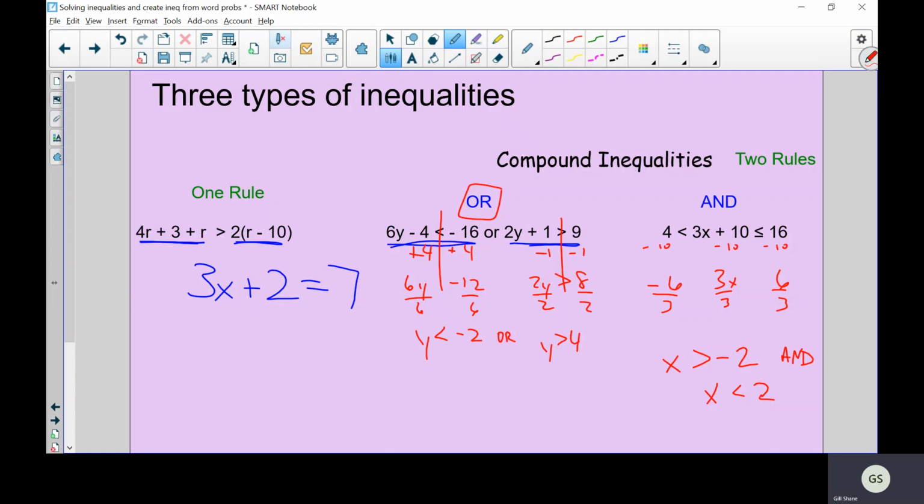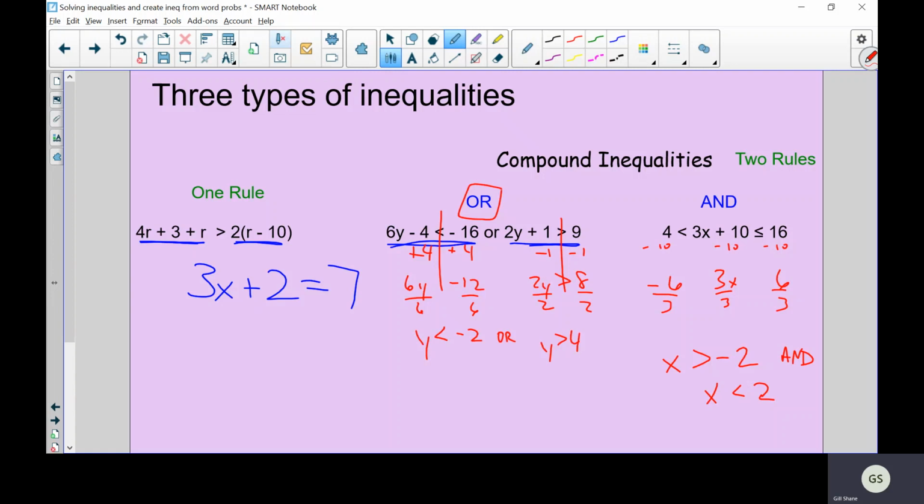So here's the difference when we have an and. We still have two rules. In an and compound inequality, we have to follow both rules. With the or, we don't care. If we follow this one, we're fine. So anything less than 2 is a solution. If we follow this one, we're fine. So anything greater than 4 is also a solution. Here, though, we only want the numbers that follow both of those. So we need to be greater than negative 2 and less than 2.